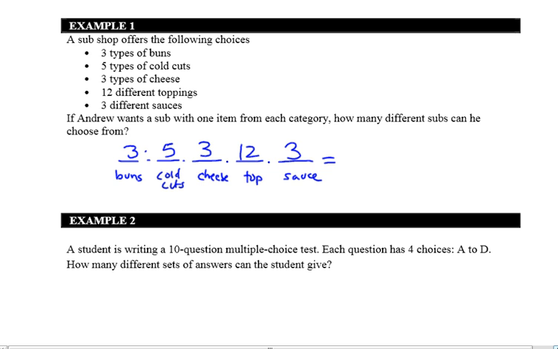And so with the fundamental counting theorem, if we can choose 3 buns and you only want to pick one of them, we just multiply these together, which gives us the grand total of 1,620 different subs.